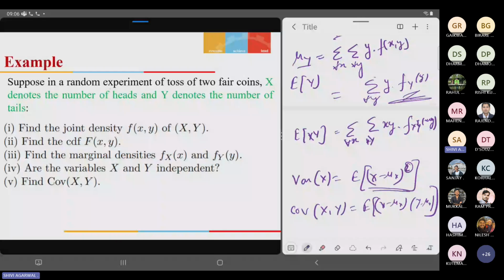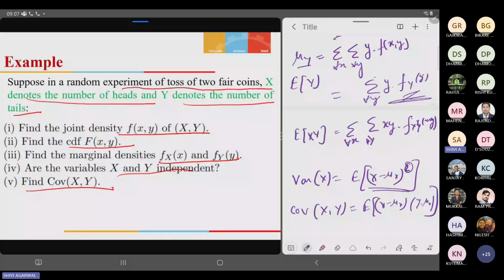Random experiment, toss of two fair coins. X denotes the number of heads and Y denotes the number of tails. Find out the joint density function. Find out the cumulative distribution function. Find out the marginal density function. Then after marginal, we can check whether X and Y are independent or not. If they are independent, then it's okay. If they are dependent on each other, then find out the covariance of XY, because if they are independent, then the covariance is always 0 here.